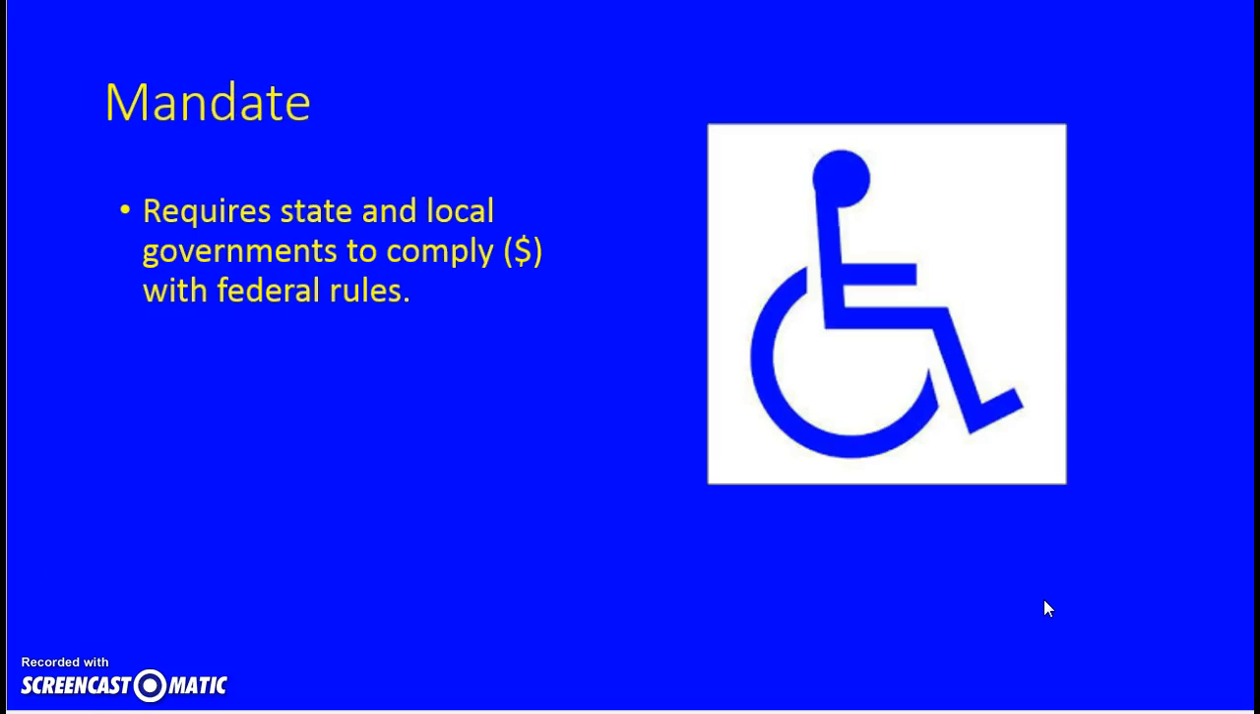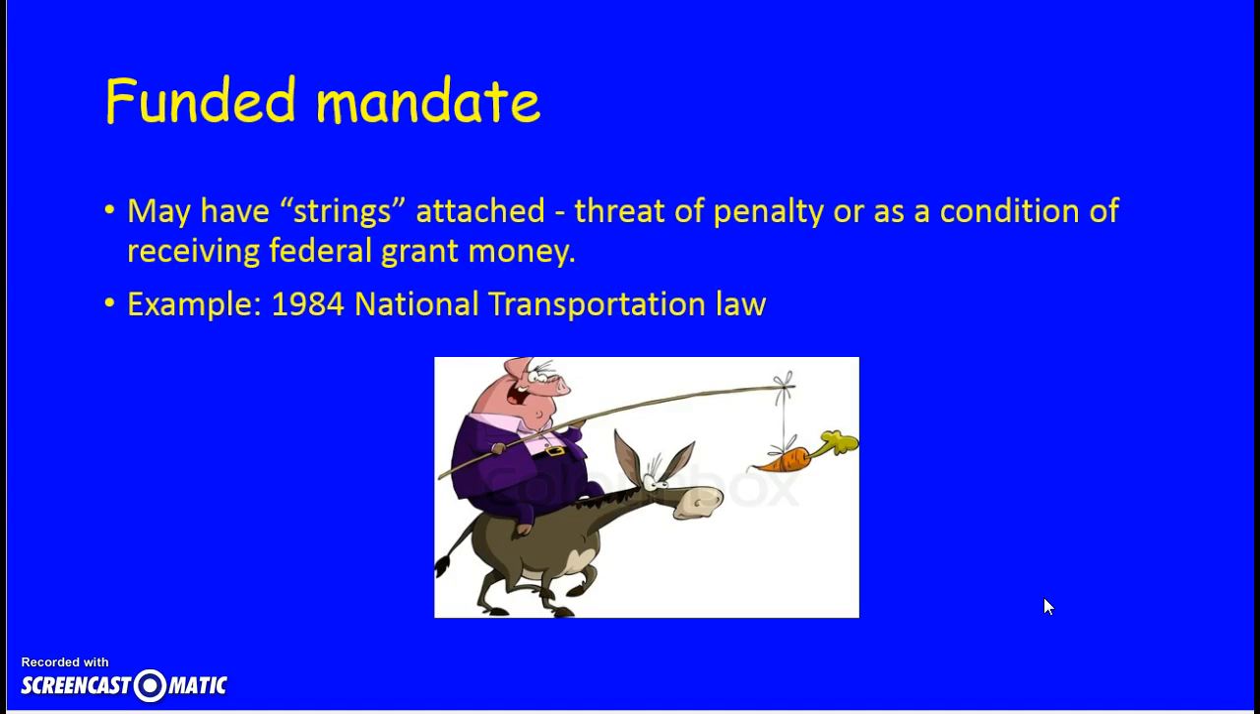Now we're going to talk about mandates. A mandate is a requirement, something that the federal government requires state and local governments to comply with. An example of this could be a funded mandate where the government says, here's the money to implement this, but if you don't change some policy to what we want you to do, you don't get the money.